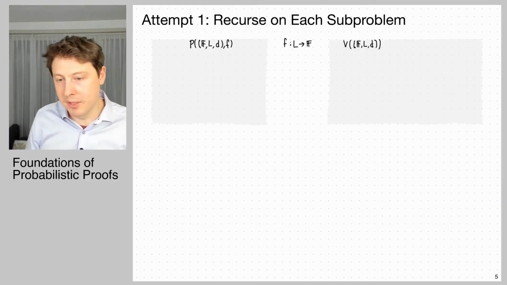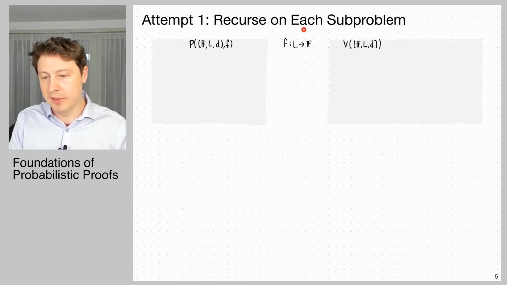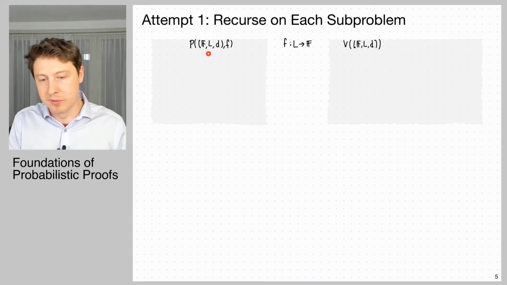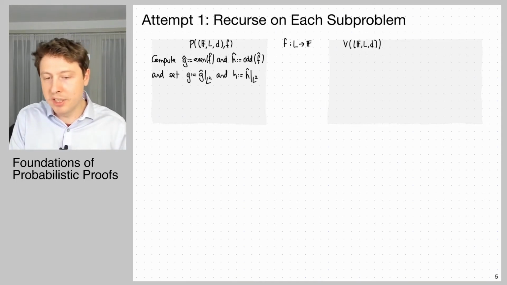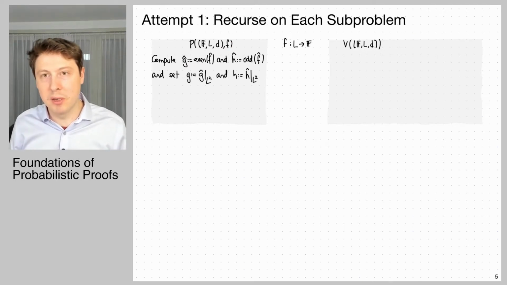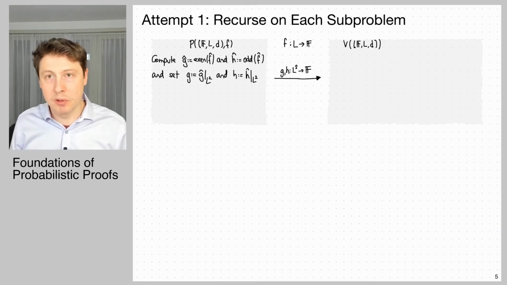So let's try something pretty basic, just recurse on each subproblem. Here is the function that we want to test. Here are the prover and verifier. Notice that the prover receives the function f explicitly. The verifier has query access to f. One idea would be for the prover to look at the polynomial that is supposed to be represented by f, take out the even and odd coefficients of that polynomial, evaluate them over the square of the domain, over all the squares, and just provide them to the verifier.